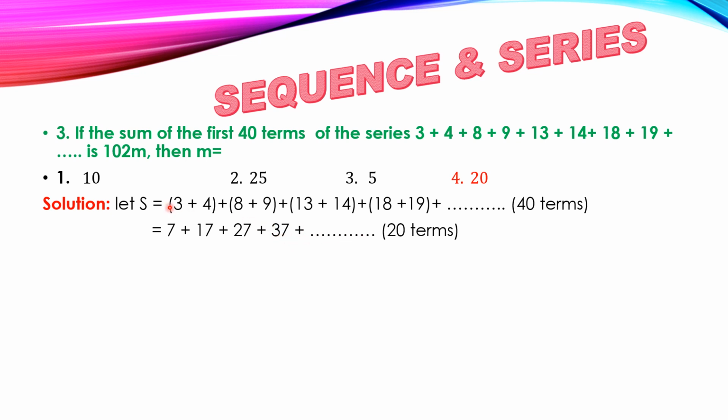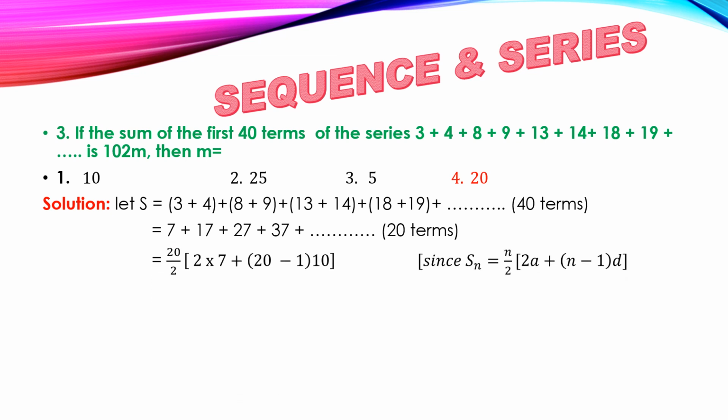Here each 2 terms are added, then we get the values 7, 17, 27 and so on. So the number of terms in this series equals 20. And we observe this sequence is an arithmetic progression. Here each term is increased by 10, so the common difference is 10 and the first term is 7.